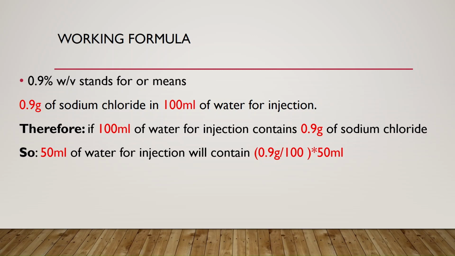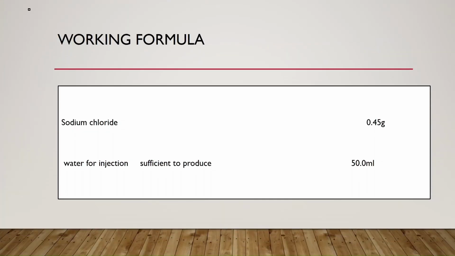So we see that the 50 mils of water for injection will contain 0.9 divided by 100 multiplied by our 50 mils. And that gives us the weight of the solid as 0.45 grams.